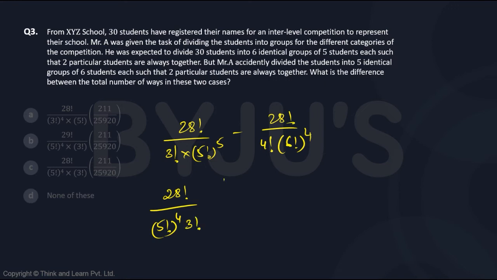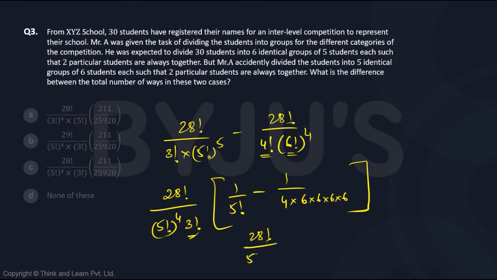So what will you be left with? So 28 factorial is gone, 3 factorial is gone, so 1 by 5 factorial, minus 1 by 4, since 3 factorial is gone from 4 factorial, and in the 6 factorial we have taken out 5 factorial 4 times, so 6 into 6 into 6 into 6 will be left out. So this basically is your answer. So let's see where it matches. You'll have to probably do a little bit of calculation.